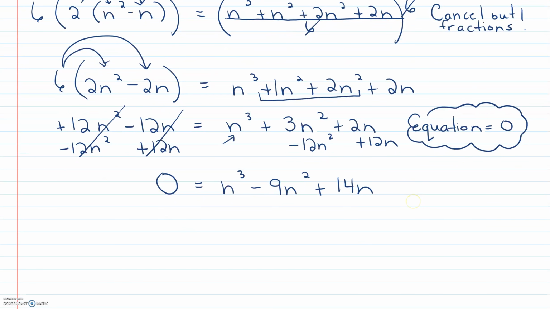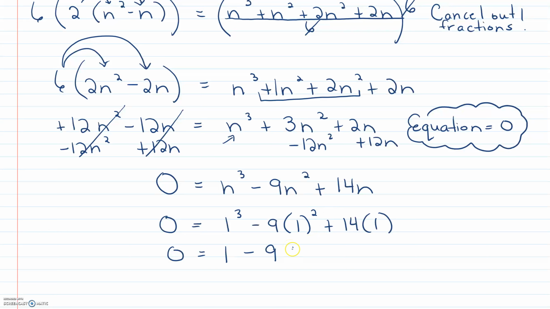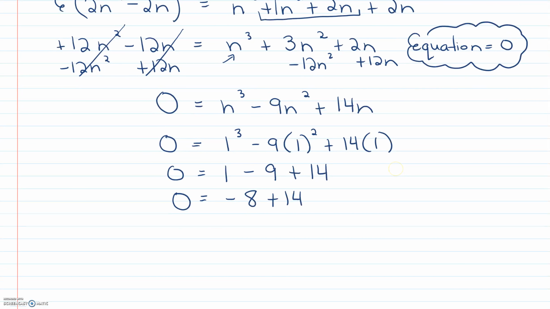So what I mean by that is if I try n equals 1, for example, I'm going to try 1 cubed. I'm going to substitute all these n's with 1, and I'm just trying out this value. Doesn't mean it's going to work, but I'm just going to try it. I'm doing trial and error. 1 cubed is 1. 1 squared is 1 times 9 is 9, so negative 9 plus 14. 1 minus 9 is negative 8 plus 14. And negative 8 plus 14 is 6. And that actually does not equal 0. So n equals 1 is not a solution.